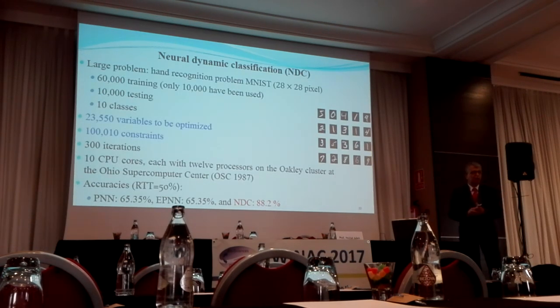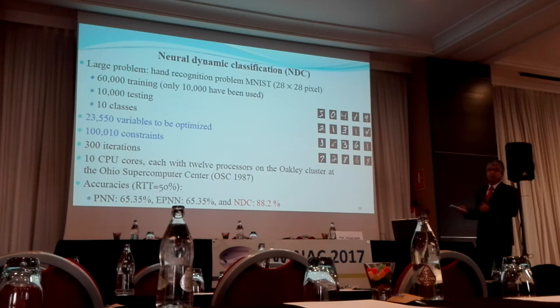Then we went to a more complicated hand recognition problem. This is a large machine learning problem. This is also a test benchmark problem, but more complicated. It is known as the MNIST database, with 28 by 28 pixels. There are 60,000 training examples. In our work, we use 10,000 of them for training and 10,000 for testing.